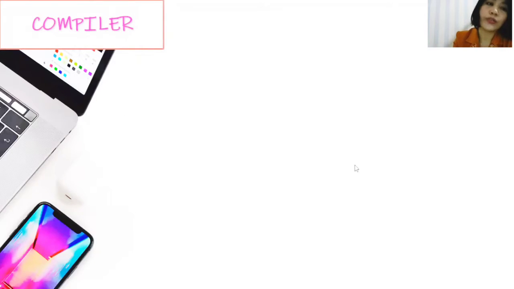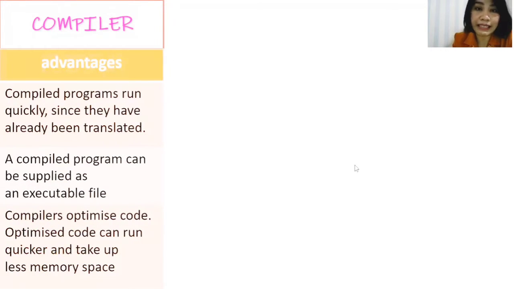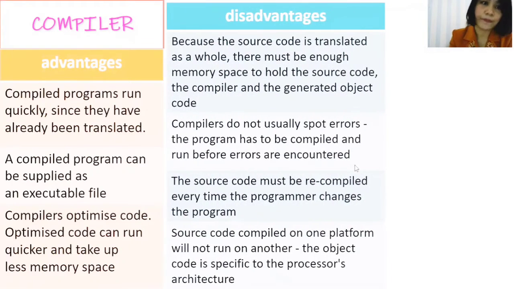Now the compiler has advantages and disadvantages. First, the advantages. Compiled programs run quickly since they have already been translated. A compiled program can be supplied as an executable file. Compilers optimize code. Optimized code can run quicker and takes up less memory space.